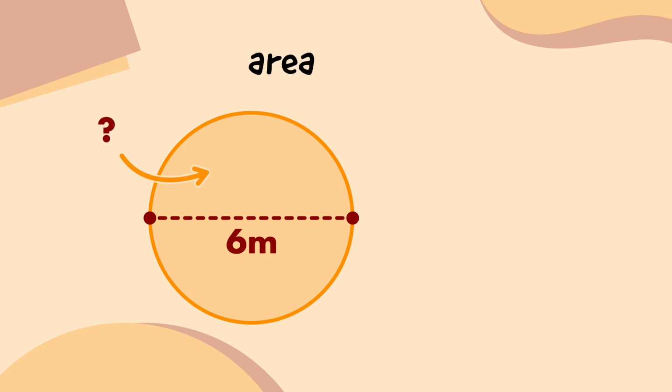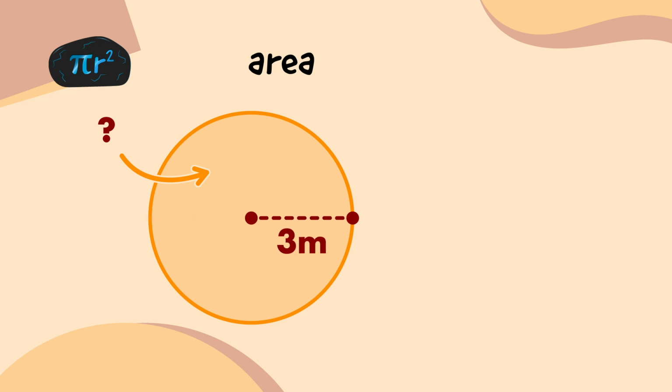The area is pi times as large as the radius squared, or pi r squared. It's really important to remember that you square the radius first and then multiply the answer by pi. Got it. If the diameter of this stone circle is 6 metres, and the radius is always half as long as the diameter, that means the radius of this circle is 3 metres.